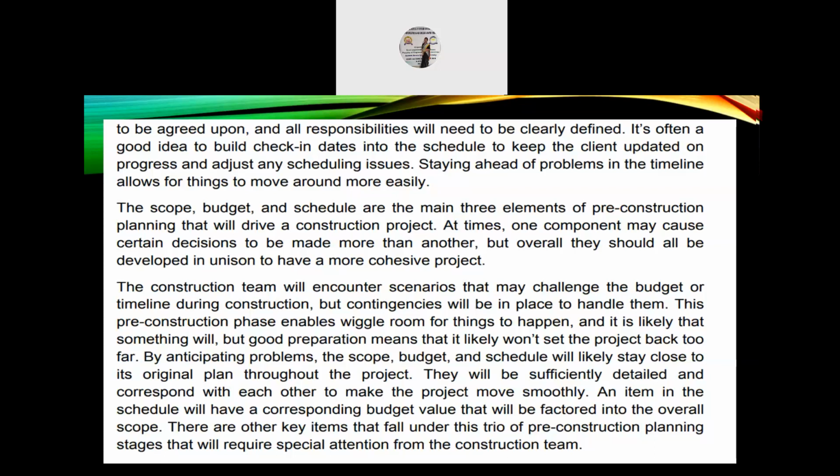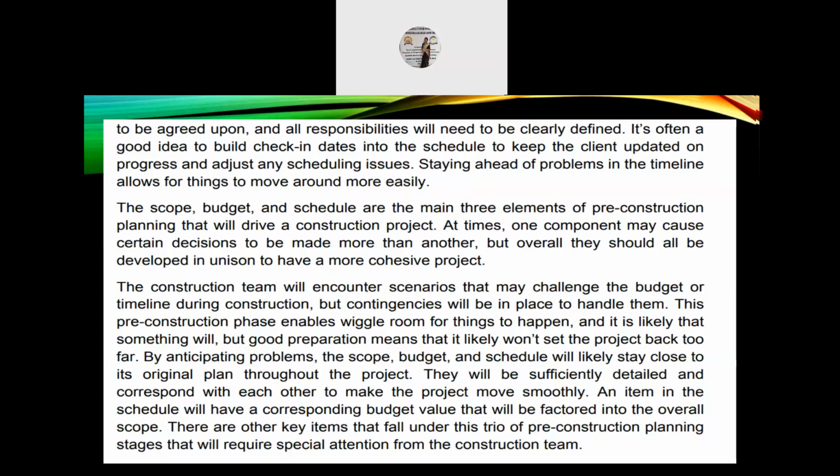The scope, budget, and schedule are the main three elements of pre-construction planning that will drive a construction project. At times, one component may cause certain decisions to be made more than another, but overall, they should all be developed in unison to have a more cohesive project.